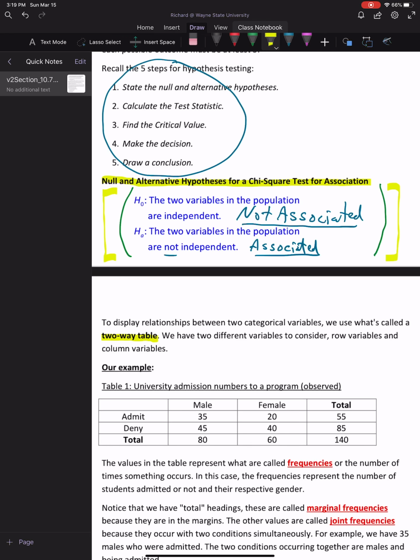Why is it a two-way table? Well, it's a two-way table because we're looking at two variables. We call one a row variable, and we call one a column variable. In this particular one, we're looking at admission numbers to a particular program. Notice that word, observed. That means somebody actually went and collected this data. So in this case, they're counts. Now in the two-way table, the column variables are male and female, in other words, gender. And then we have admit and deny, which is the admission status, and that would be considered the row variables. So that's why we have a two-way table.